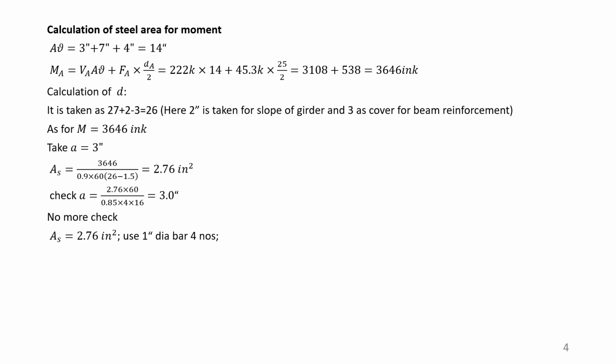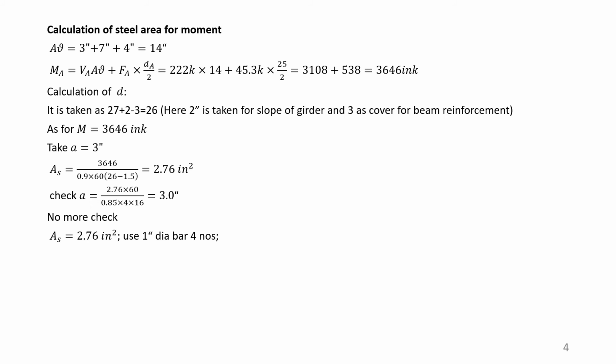Here FA is 222, we have shown it earlier, and AB is equal to 14, we have shown in the calculation above, and 44.5 is the FA value, and 25 inch is the depth of the ledge. At the center the moment will be 25 by 2, and the arithmetic calculation gives us a value of 3646. In the calculation of D, it is taken as 27.